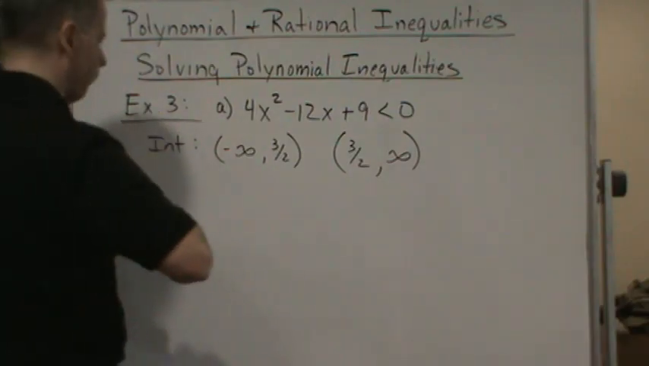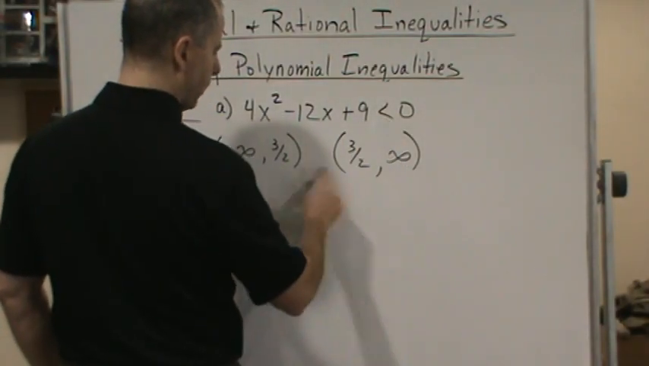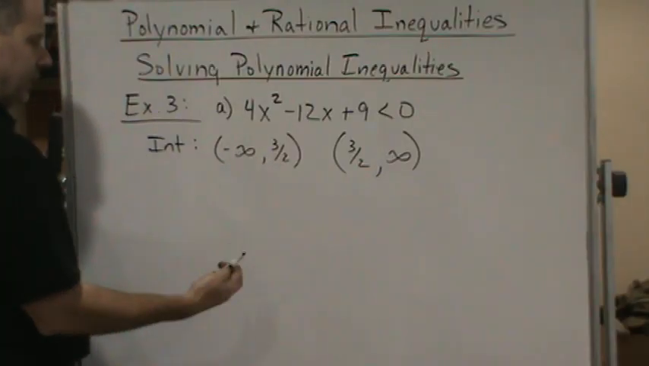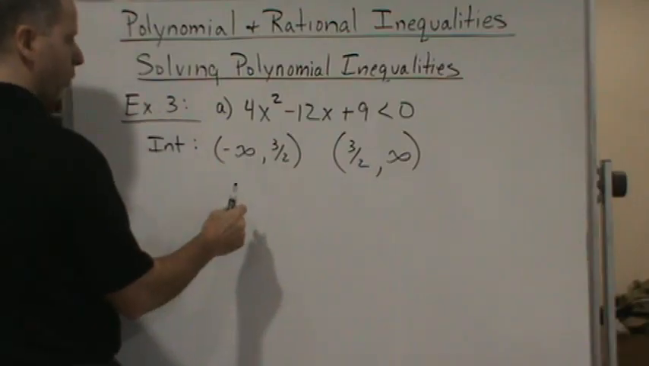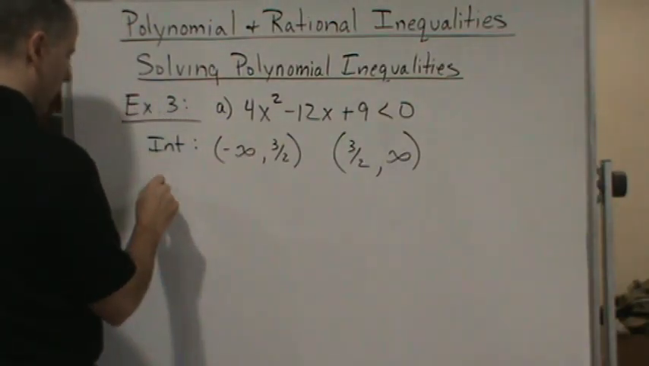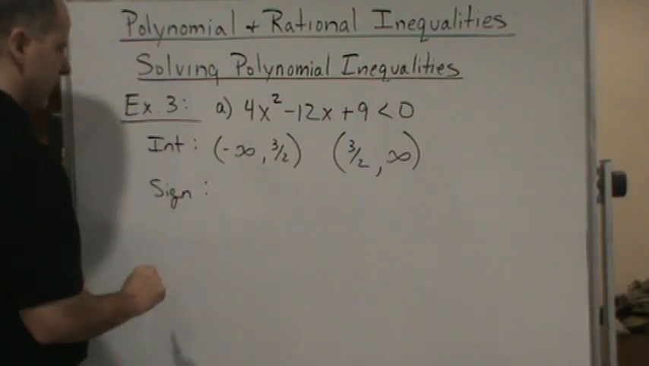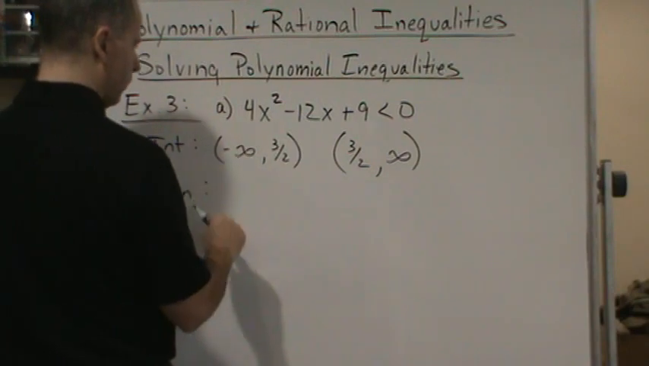So now, in this case, since it's less than, we're not going to include the 3/2 in our solution set, because that's where it's equal to 0. We want everything where it's less than 0. So now this is where we're going to use our test points to find out the sign. Here I'm going to use 2. 2 is in this interval.